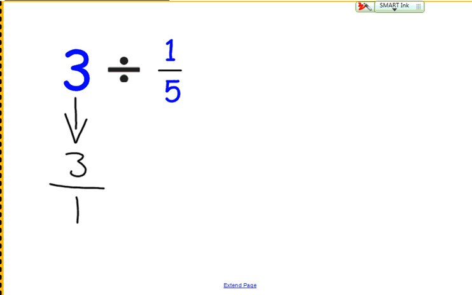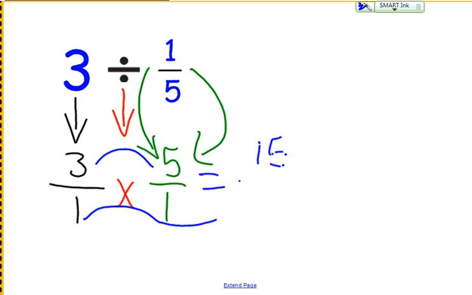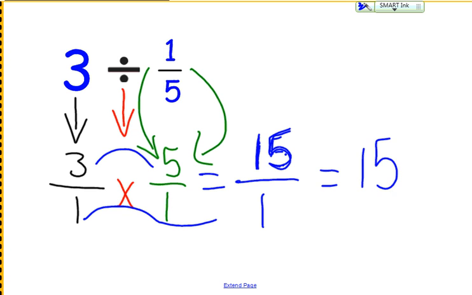Step number 2 then is we're going to flip our sign, so it's multiply. And then step number 3 is we want to flip this so that we have our reciprocal. So 1/5 flipped is going to be 5/1. And now we can multiply. Numerator times numerator gives us an answer of 15, and denominator times denominator gives us an answer of 1. So our 15 divided by 1, of course, gives us an answer of 15.